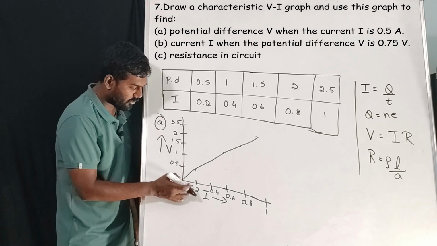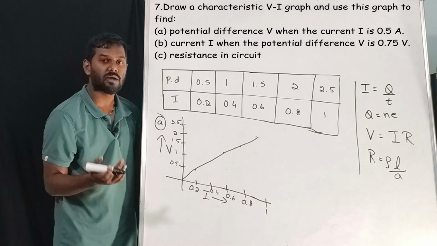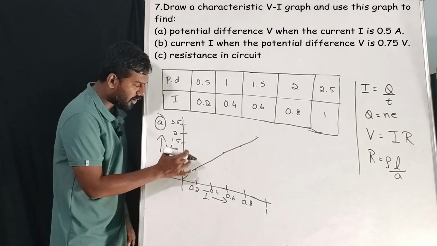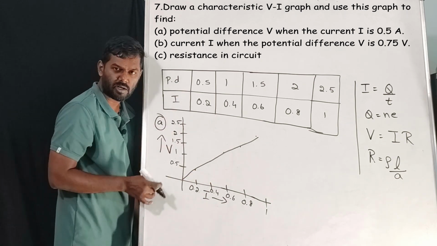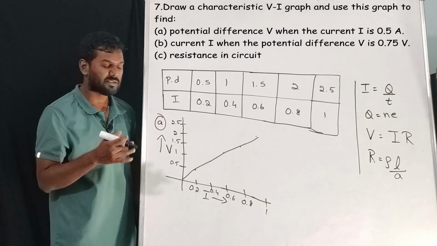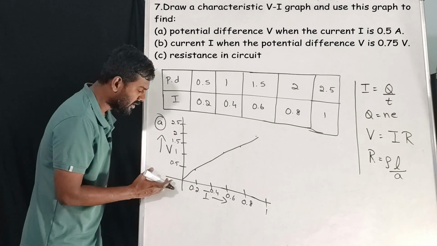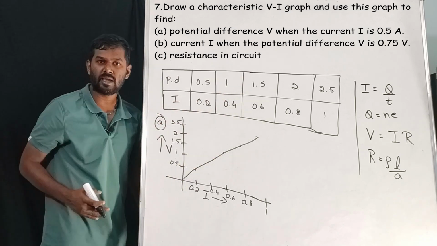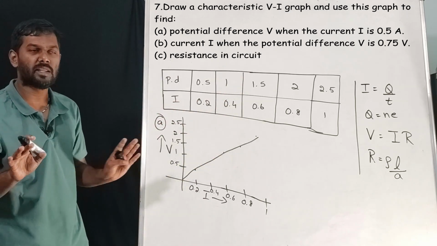Linear graph means using V and I, what can we find? Resistance. At what point? You can take any point. At any point, the resistance value will be the same. This is nothing but a linear graph. It will start from the origin at exactly 45 degrees. This is nothing but a linear graph.